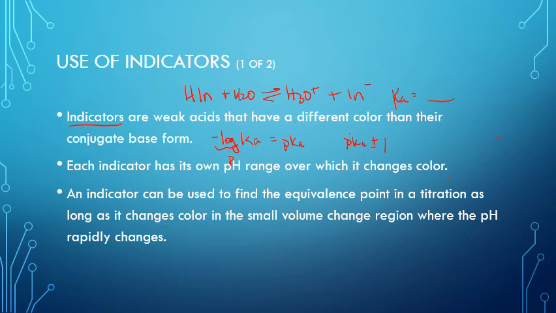The indicator can be used to find the equivalence point in a titration as long as it's changing color in the small volume change region where the pH rapidly changes. So you're going to see a huge spike in the titration curve, as we've already discussed in the previous titration videos. And so what you can then see is just finding that small range where we expect the pH to change, choosing an indicator that is proper for that.